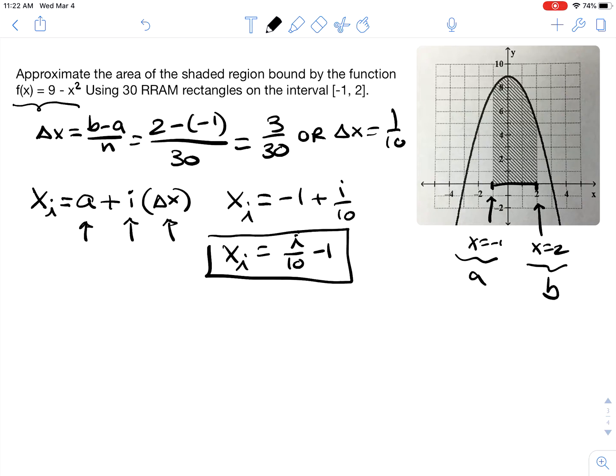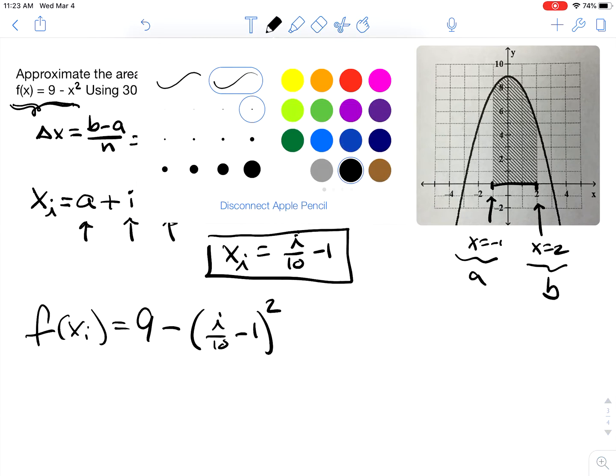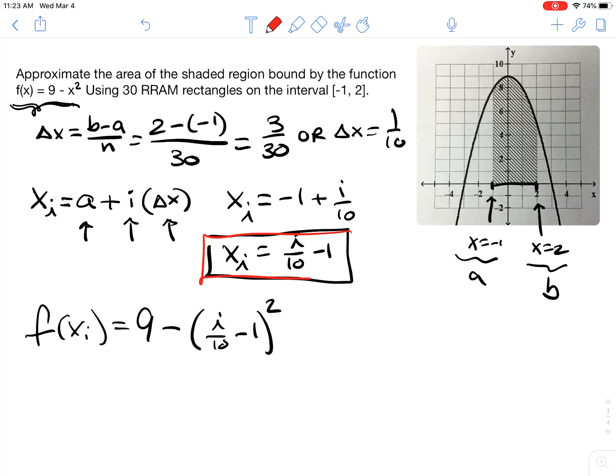Now we want to plug that into our function f of x. So since f of x is equal to 9 minus x squared, f of xi will be equal to 9 minus, and then in parentheses, i over 10 minus 1 squared. So we took all of xi and we plugged it in for x. So we replaced the x with the expression for xi.